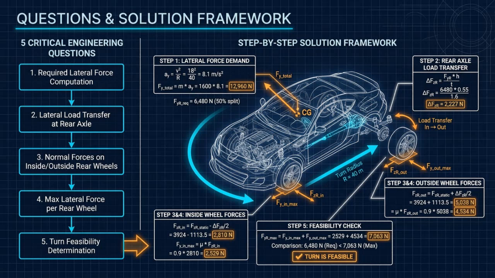Fourth, we compute the maximum lateral force each rear wheel can generate. This is found by multiplying the friction coefficient by the normal force on each wheel, spoken as mu times Fz. Finally, we compare the required lateral force with the maximum available tire force. If the available force is greater than the required force, the vehicle can safely negotiate the turn. If not, the rear tires will saturate and the vehicle will lose stability.